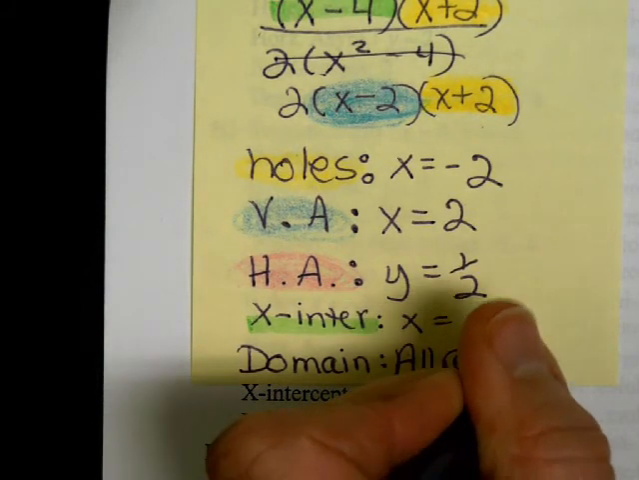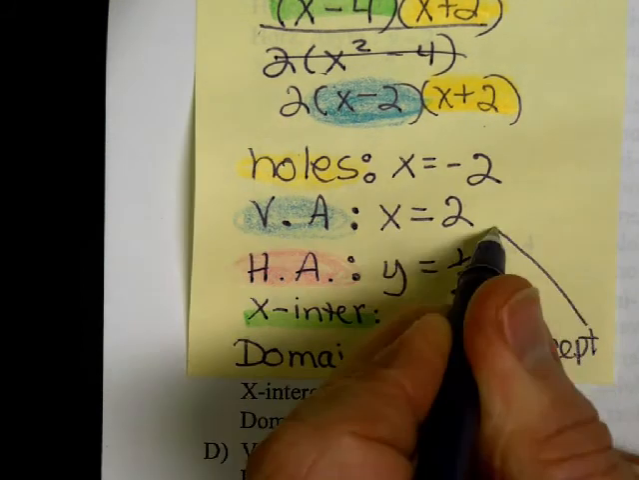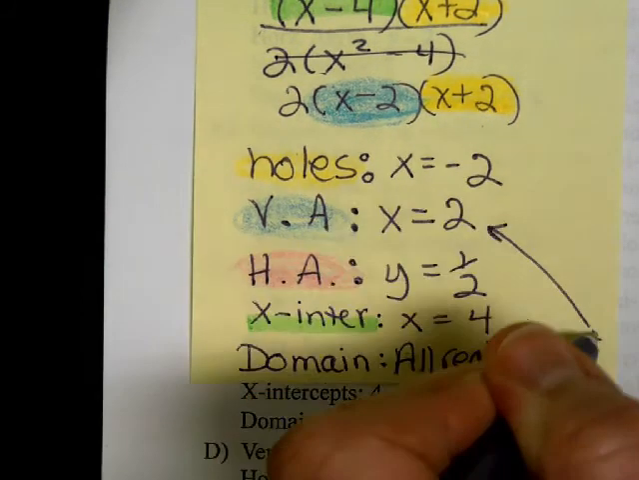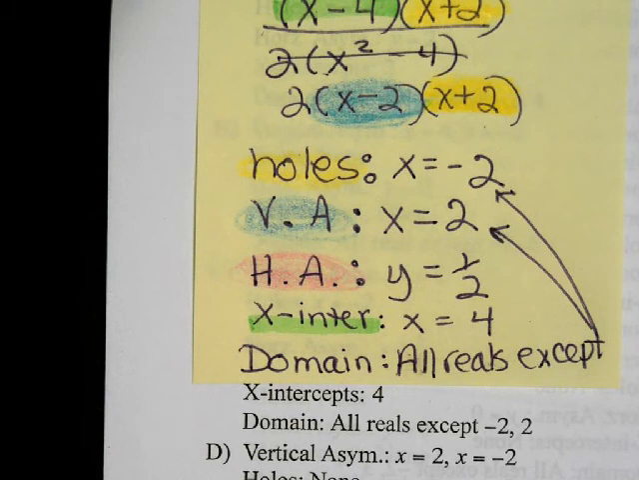All reals except these two. That's where they get their numbers, 2 and -2. So the domain can't be 2, and the domain can't be -2. So those will match. So you've got your evidence, and you look through your choices.